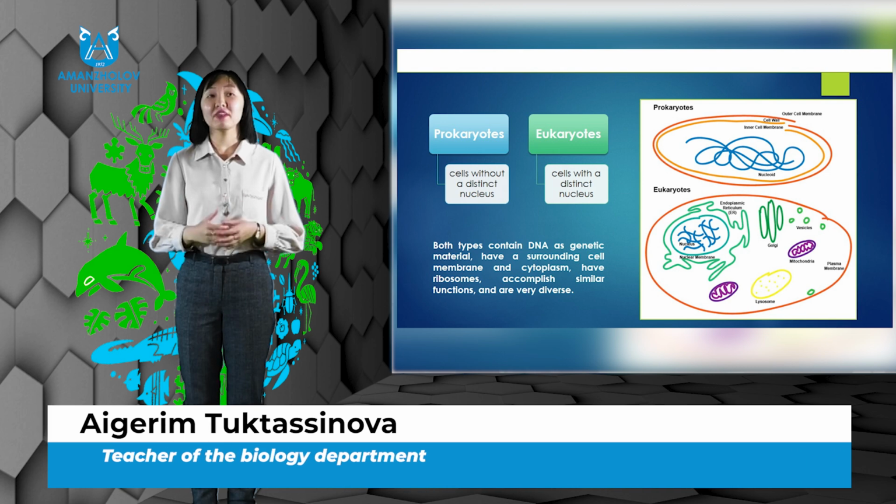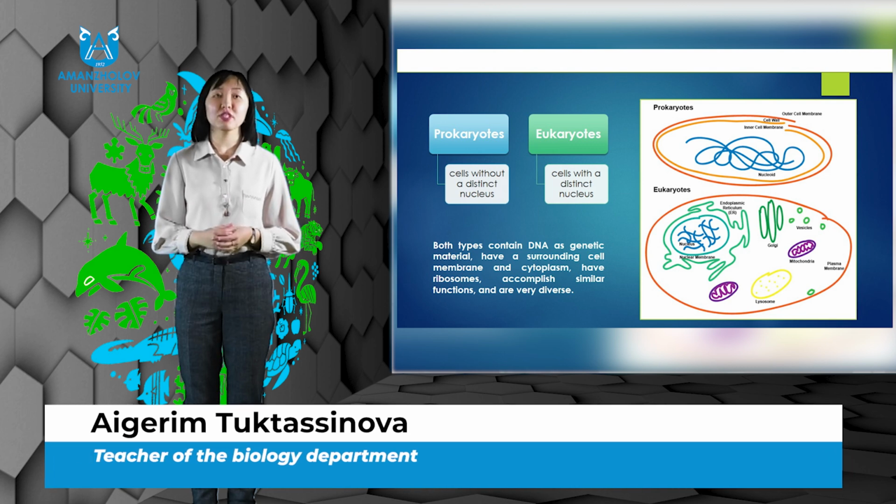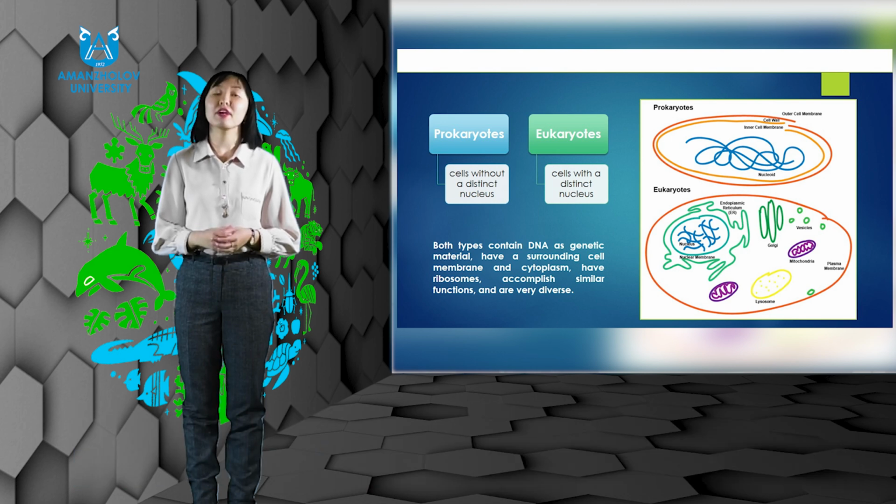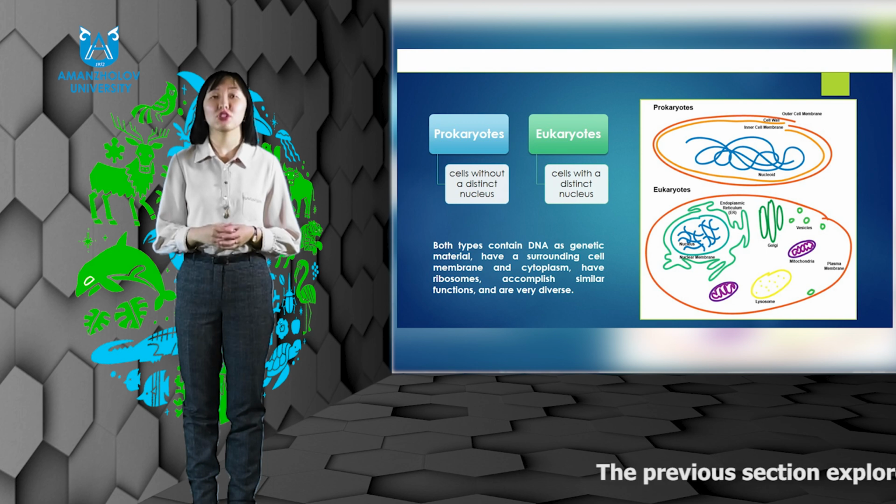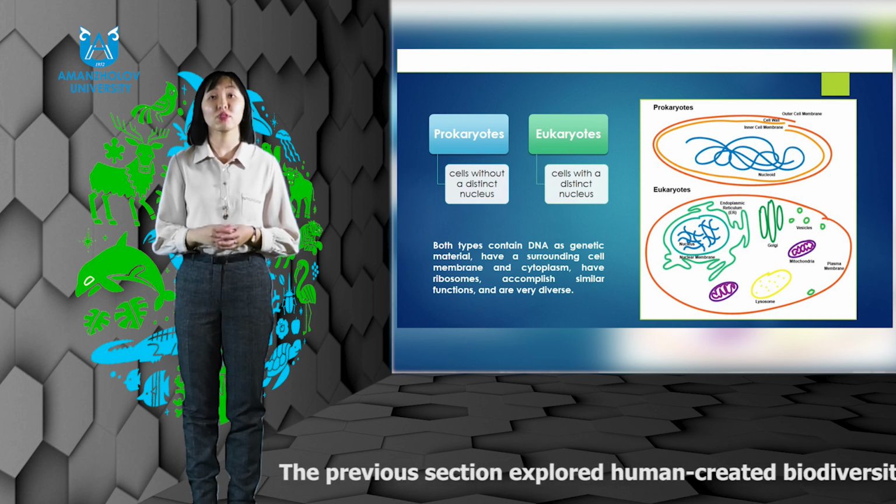Hello everyone, we're continuing our training. The previous section explored human-created biodiversity. Breeding methods were also considered: hybridization, mutagenesis, and genetic engineering. Today we are starting a new section about systematics of living organisms.